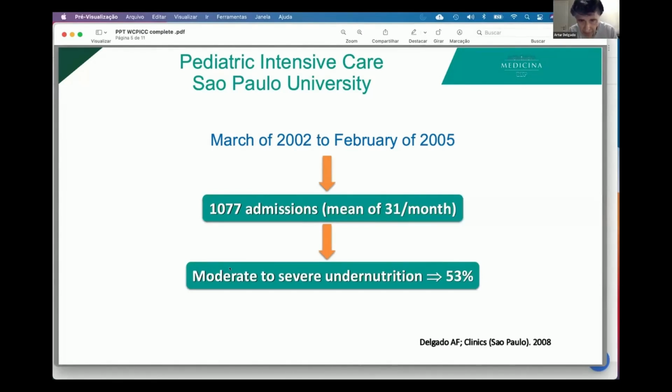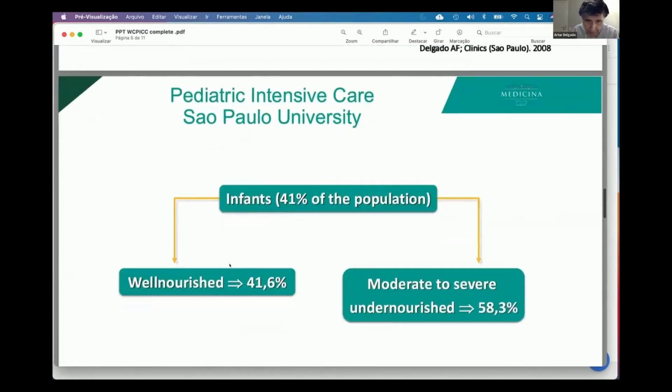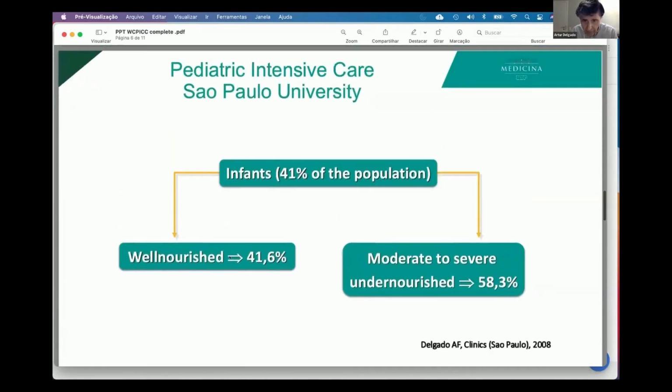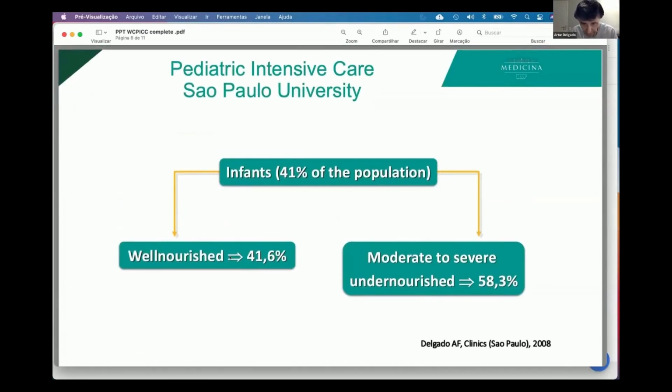1,077 admissions, a mean of 31 per month, and 53% of the patients at admission showed moderate to severe undernutrition. When analyzing infants, 41% of the population, almost 60% presented moderate to severe undernourishment. The patients were undernourished. This is an important thing in pediatric intensive care in Latin America. The undernourished patients are very frequent.